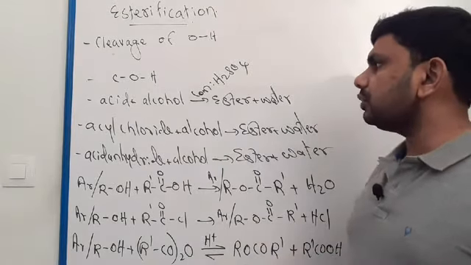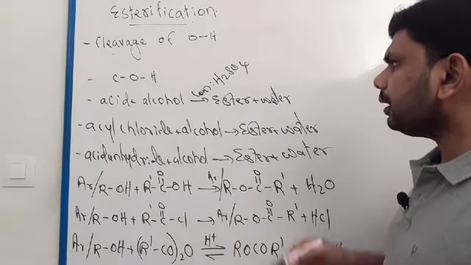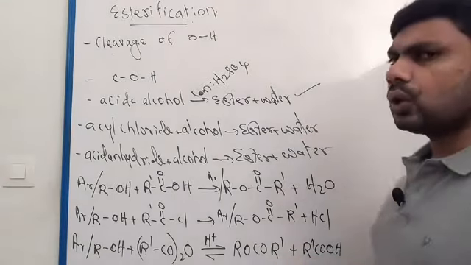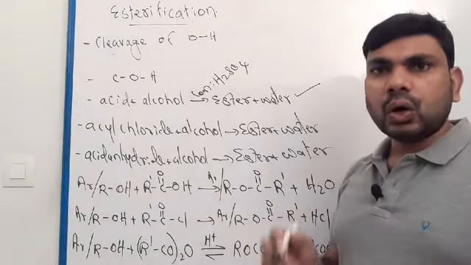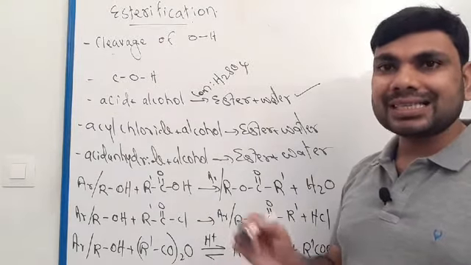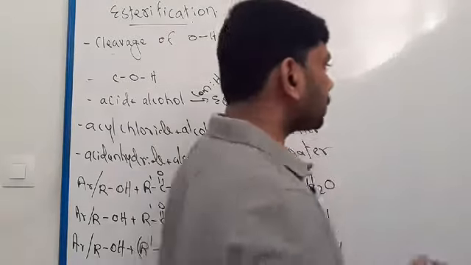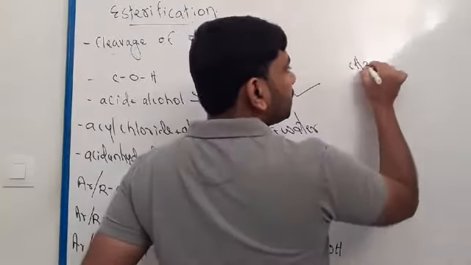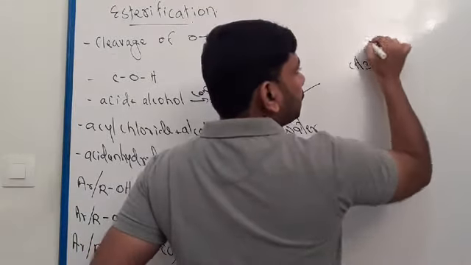So here you have to understand that an acid reacts with an alcohol to form an ester. Also an alcohol reacts with an acyl chloride. We know carboxylic acid means CH3C double bond oxygen OH.